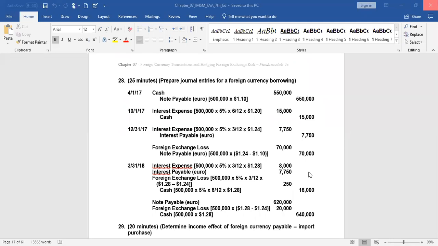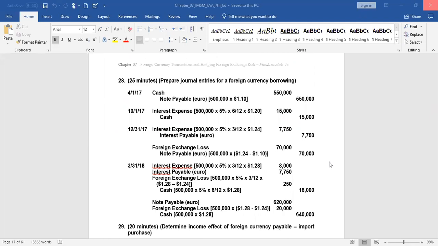On April 1st, 2017, Mendoza Company borrowed 500,000 euros for 1 year at an interest rate of 5% per year. Mendoza must make its first interest payment on the loan on October 1st, 2017, the second one on March 31st, 2018, and that is when the loan is repaid. Mendoza must do their financial statements in US dollars. Now remember, they're borrowing euros, but they must prepare their financial statements related to this borrowing in terms of US dollars. And they have a year end of December 31st.